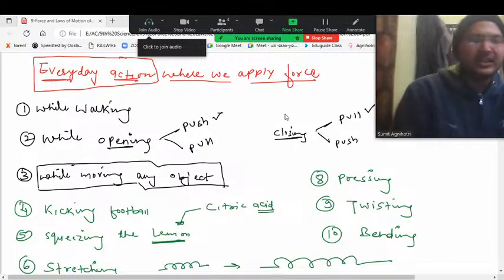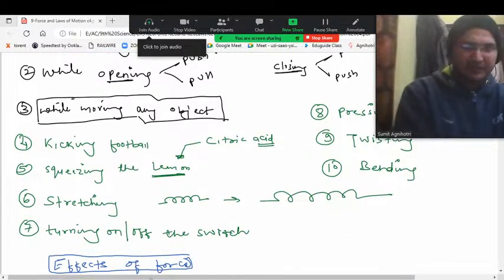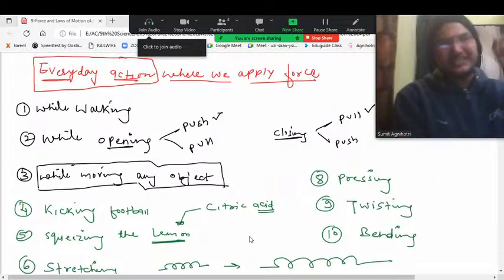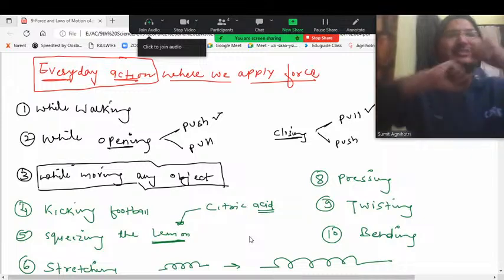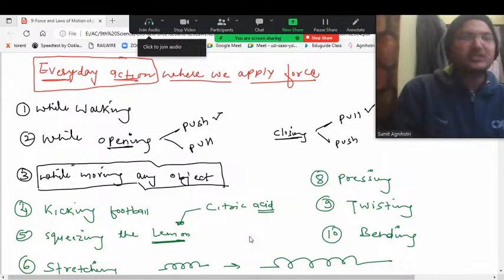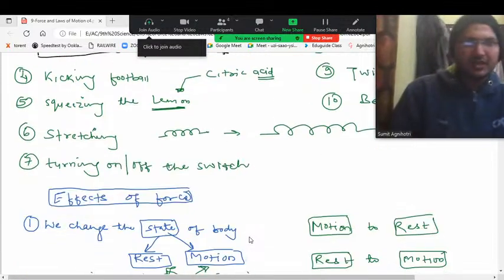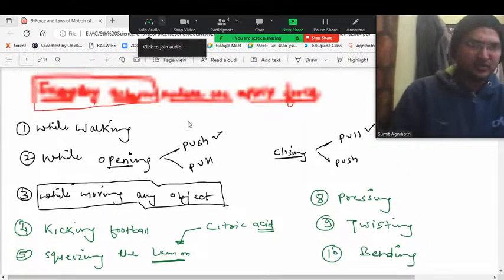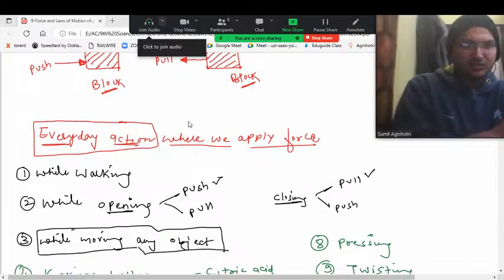Then you are doing any stretching work, or you are stretching a spring, you are applying force. Turning on or turning off the switch, you are applying force. You are pressing something, you are applying force. You are just pressing a nail there, you are applying force. You are twisting something, you are twisting your clothes, you are applying force. You are bending your body or bending something, you are applying force. In all these scenarios, you are applying force. And this is a real life everyday action where we apply force actually.